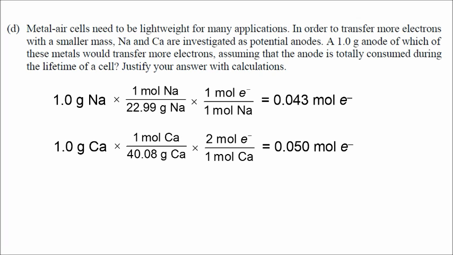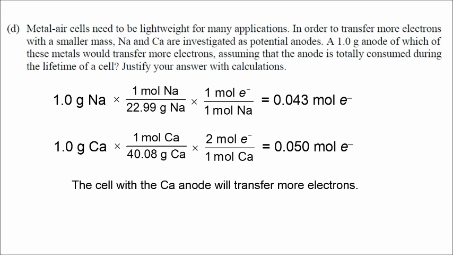You have to compare the moles of electrons, and notice that calcium supplies 2 moles of electrons for every 1 mole of calcium, whereas sodium has 1 mole of electron for 1 mole of sodium. So the correct answer for the metal that is able to, as an anode, transfer more electrons is calcium. 0.05 moles of electrons is larger than 0.043.